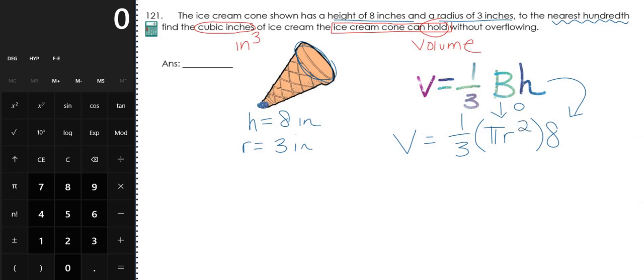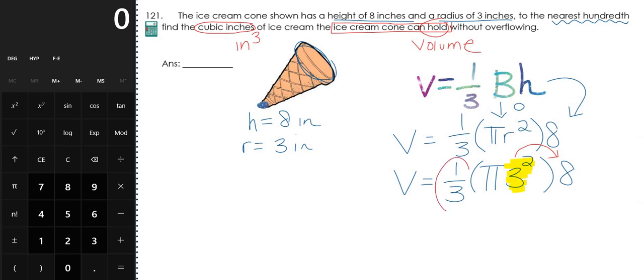Okay, so let's start plugging in because I know the radius. I have everything I need. V equals 1/3 pi, your radius of 3 squared, times 8. When I start doing my calculation in the calculator, I like to start here, 3 squared. Then I like to multiply by 8. And then I like to take care of the 1/3, which is dividing by 3. I basically do everything and I keep pi for last.